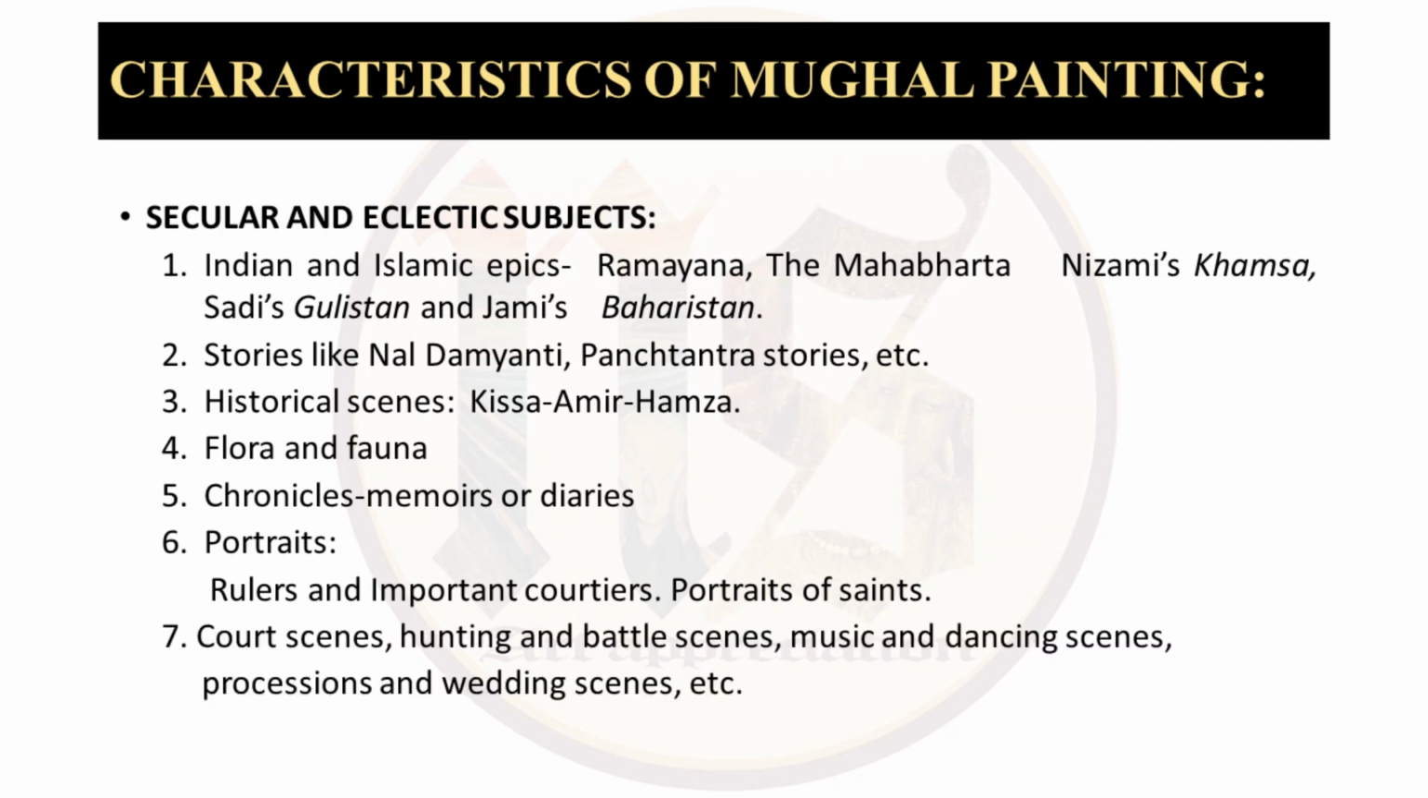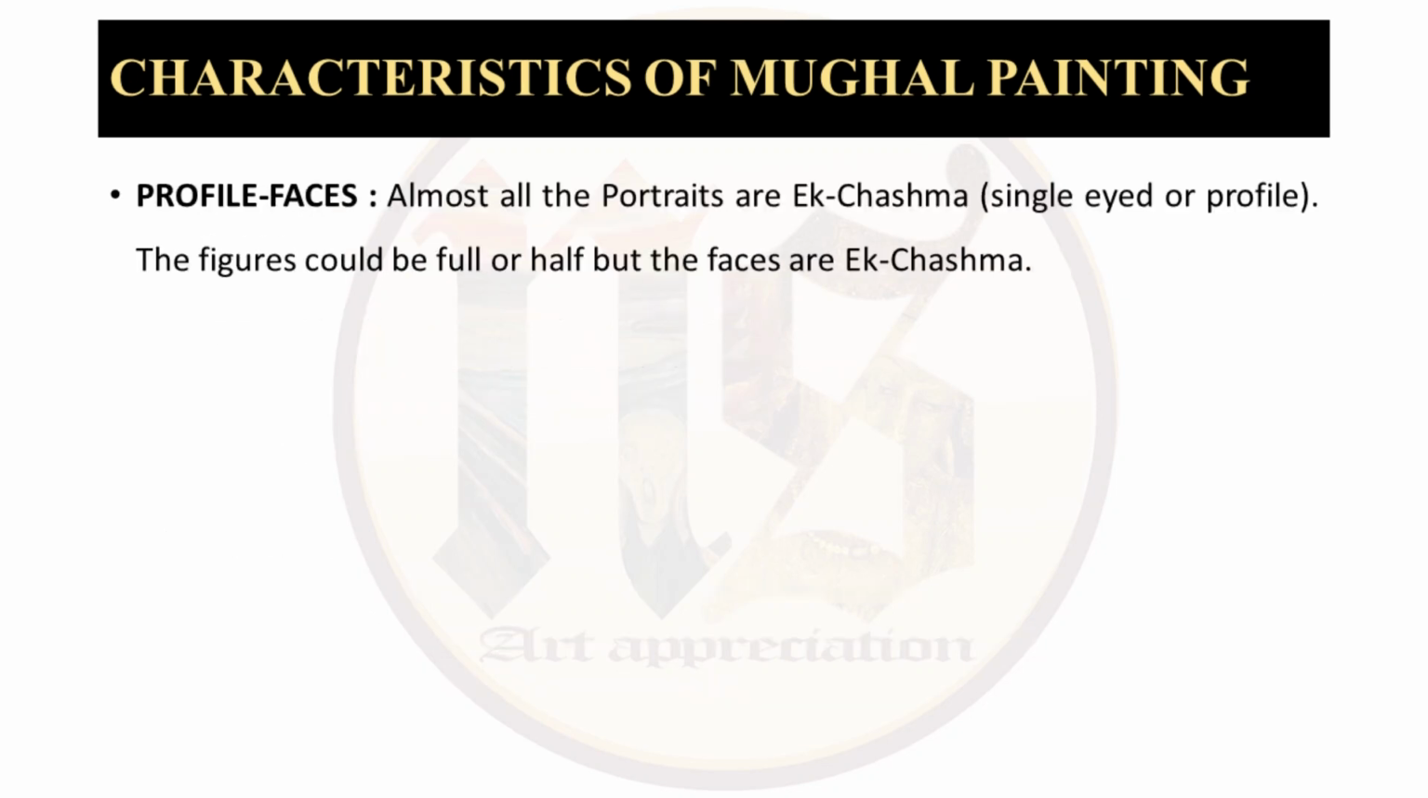And the other subjects were court scenes, hunting scenes, battle scenes, music and dancing scenes, processions, and also wedding scenes, etc. Next important characteristic feature is that they were more of profile faces. Almost all the portraits were ek chashma, that is single-eyed or a profile face. The figures could be full or half, but the faces used to be ek chashma. Generally, they were done as ek chashma, though we do find ded chashma, which was more prevalent in Persian art. Mughals preferred ek chashma faces.